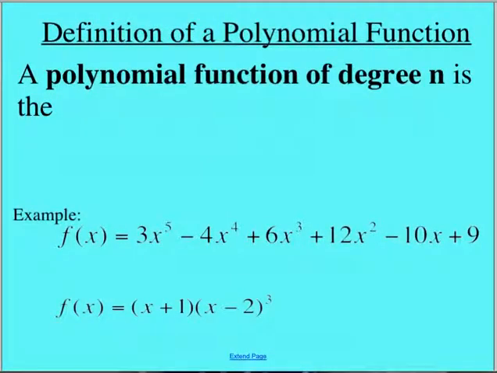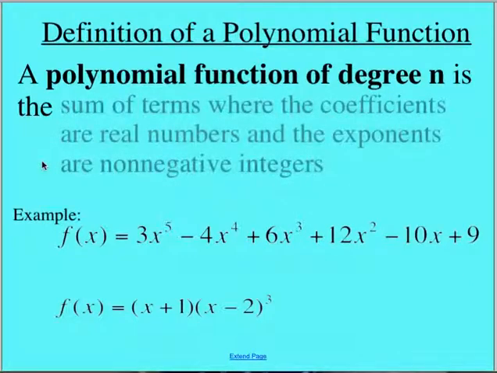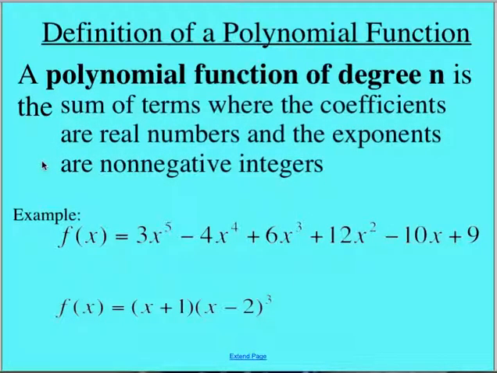So to begin, a polynomial function of degree n is the sum of the terms where the coefficients are real numbers and the exponents are non-negative integers. And so I have two examples here. F of x equals 3x to the fifth minus 4x to the fourth plus 6x cubed plus 12x squared minus 10x plus 9. This is a polynomial. You'll see that there's different terms being added or subtracted together. All the coefficients, the numbers in front of your x's, are real numbers, and then all the exponents are non-negative integers, so they are 0. That's where 9 comes in. That would be x to the 0 power, or they're greater than that.